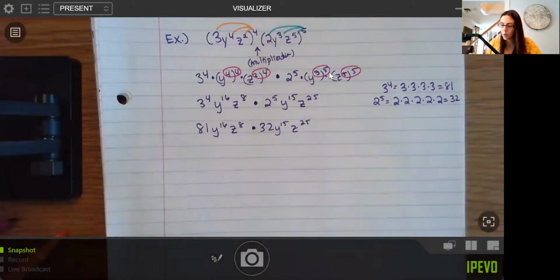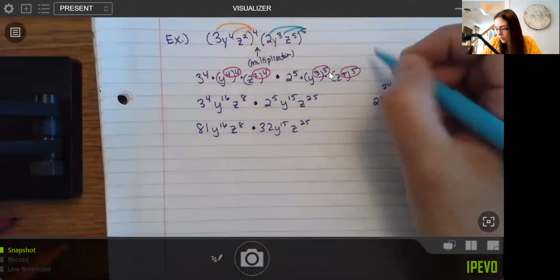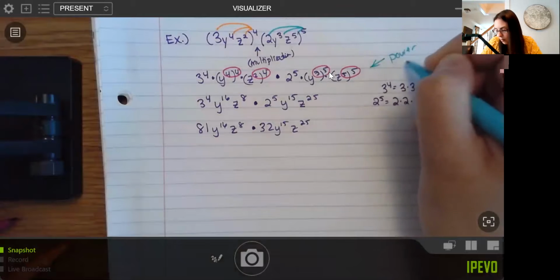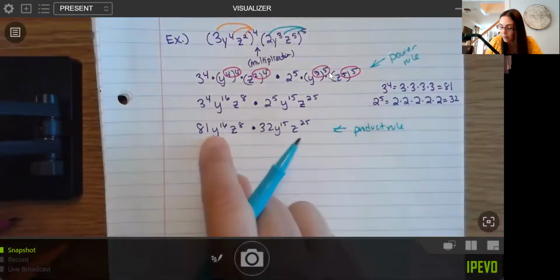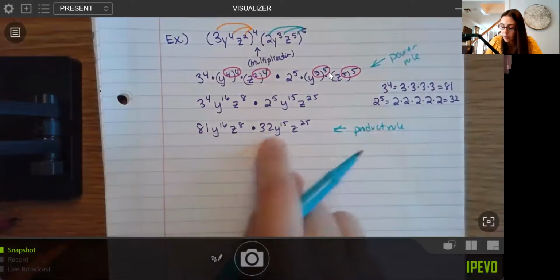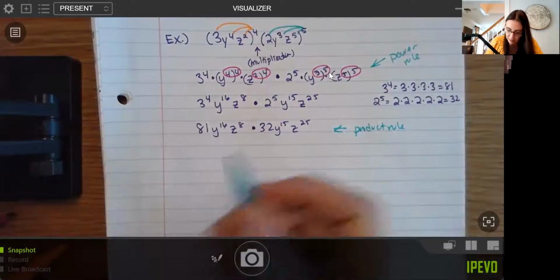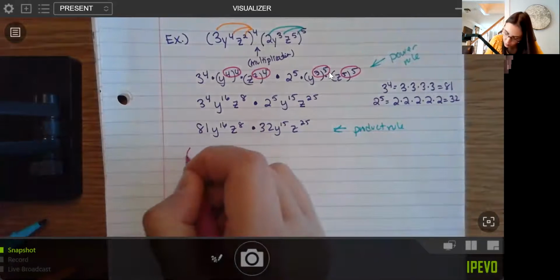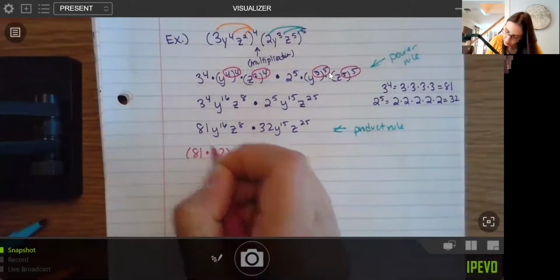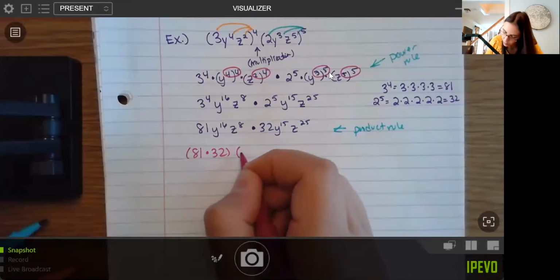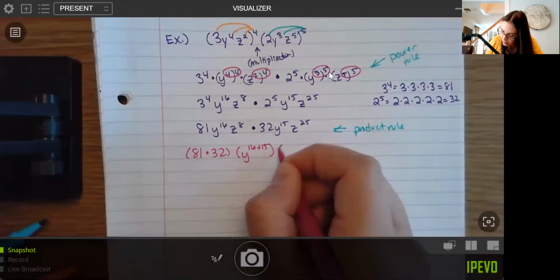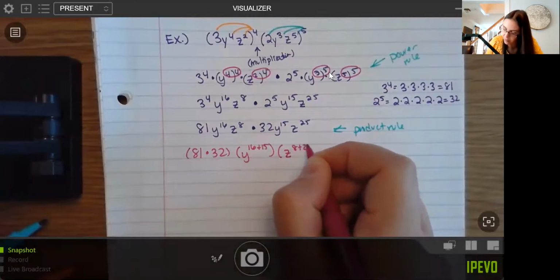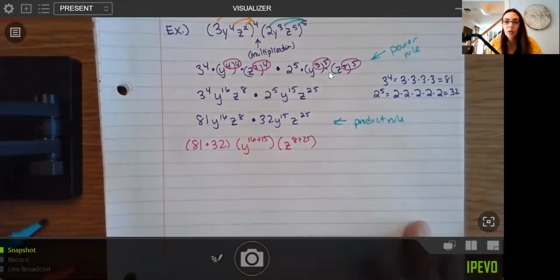I see numbers. So what you want to remember now, so right here we were using that power rule, but now I'm going to go back to the product rule. So I have the same base, right? So I'm going to add those exponents. So what I'm going to end up doing here is I'm going to do 81 times 32, right? Put my numbers together. And then I'm going to do y to the 16 plus 15, putting my y's together. And then I'm going to do z to the 8 plus 25, putting my z's together. So when they each have their own base, I add those exponents when we're multiplying.